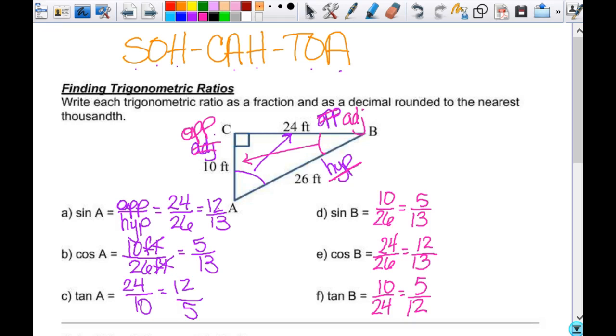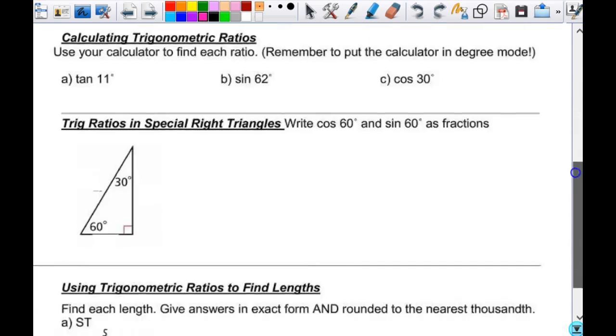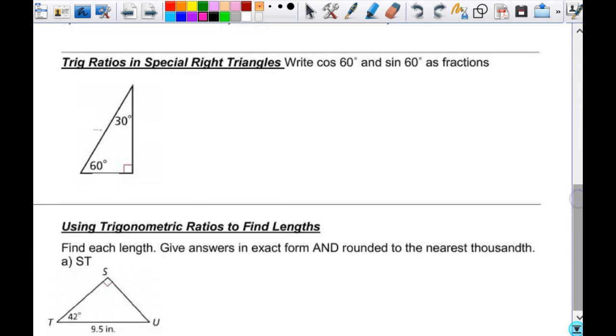We all get at this point? We can find them. I know you don't know what they are. That's okay. Now, we're going to skip this little section right here because it requires a calculator. We're going to start with that tomorrow. We're going to do this right here. This is what we need to finish with today.